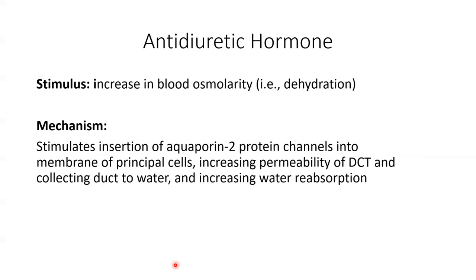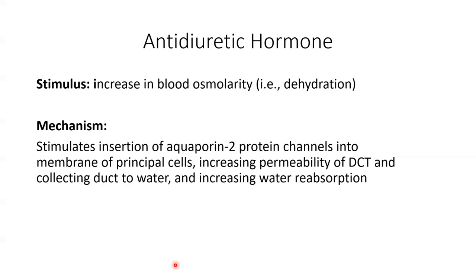Next, we have antidiuretic hormone, or ADH. You may also read this hormone called vasopressin. So this hormone regulates water reabsorption by increasing the permeability of principal cells in the last part of the distal convoluted tubule and the collecting duct to water. So in the absence of ADH, the membranes of the principal cells have a very low permeability to water. So this means water can't move through them.